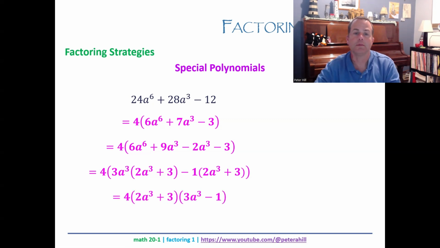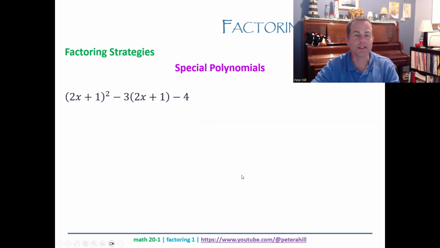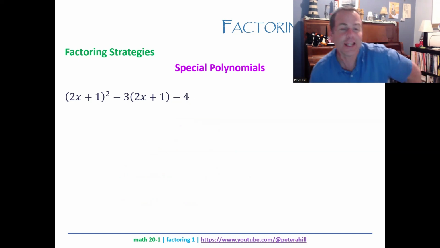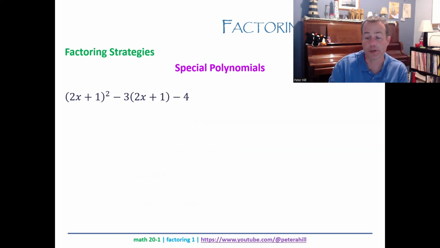3a cubed minus 1. Awesome. Okay, friends, let's go to the next example. And we see this one looks a little more scary, but I'm going to try and keep it as not scary as possible. Okay, what I want you to think about here is this still is a friendly looking trinomial, because I have something squared minus 3 times the something minus 4.